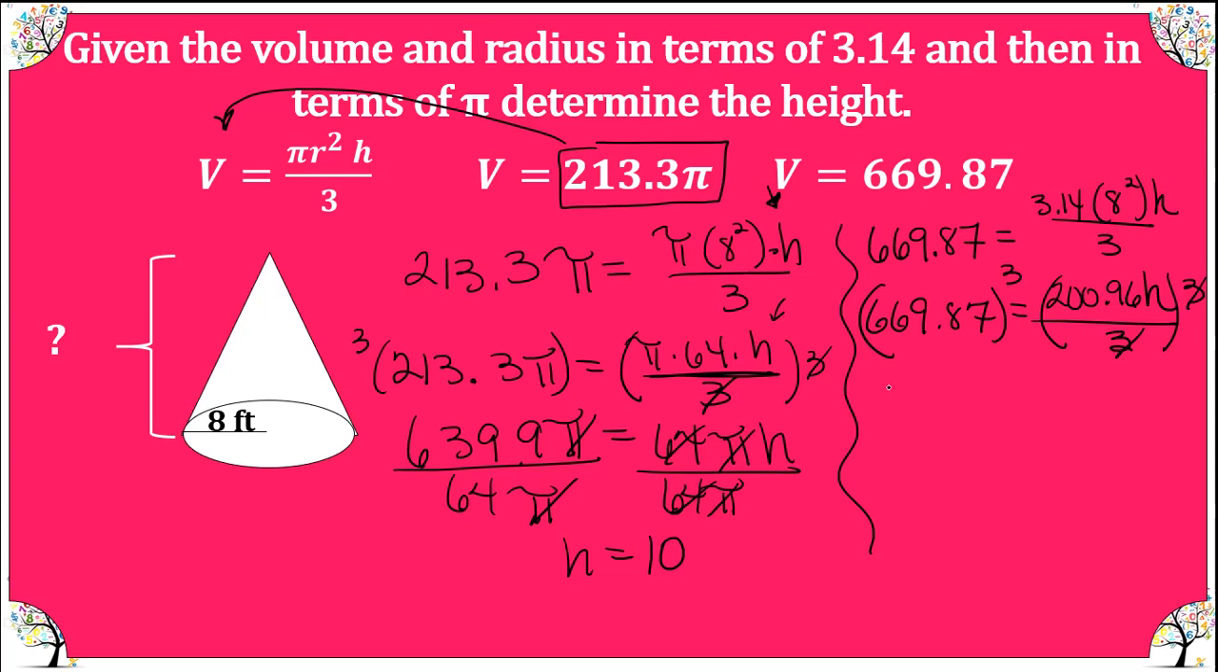And we get 2,009 and 61 hundredths is equal to 200.96 times h. Divide each side by 200.96.